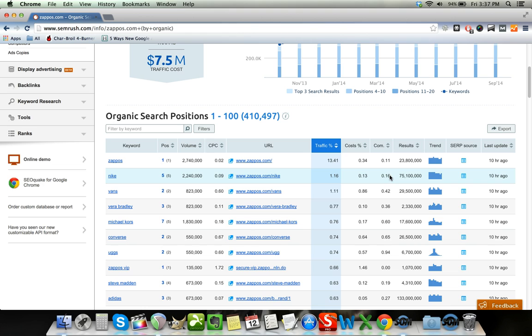Next, we have the competition level, 0.16. That's for the keyword Nike. Competition levels are on a scale from 0 to 1. The closer to 1, the higher the competition level.